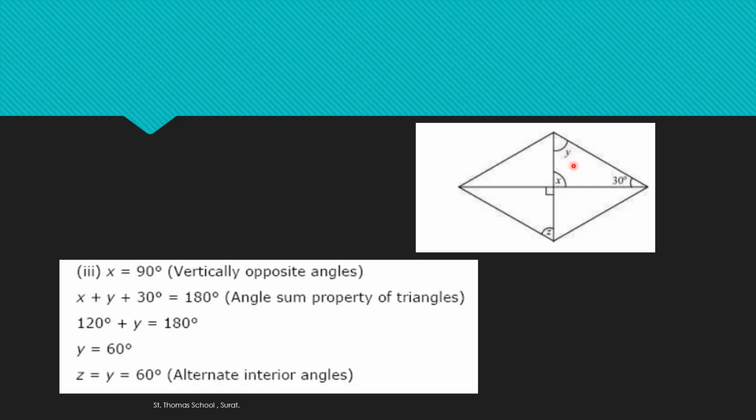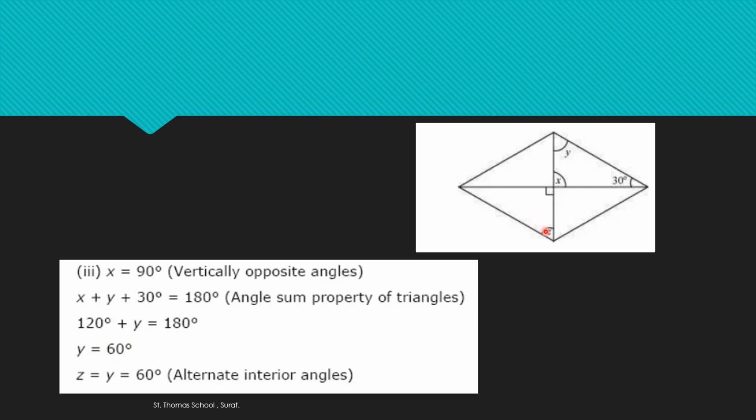And in this triangle, the sum of angles is 180 degrees. That means x plus 30 plus y is equal to 180 degrees. X we got 90. So 90 plus 30 plus y is equal to 180 degrees. And 90 plus 30, that is 120 degrees, plus y is equal to 180. So y is equal to 180 minus 120, that is 60 degrees. It's clear? So x we got 90 and y we got 60 degrees.